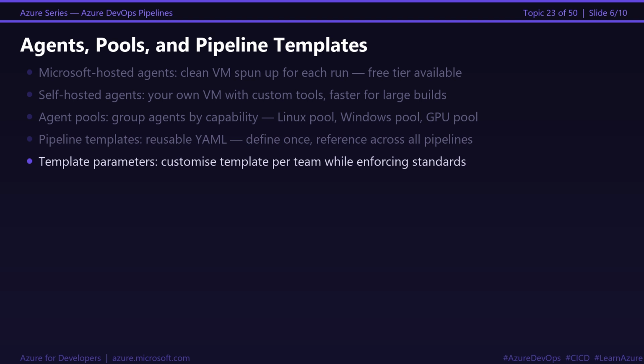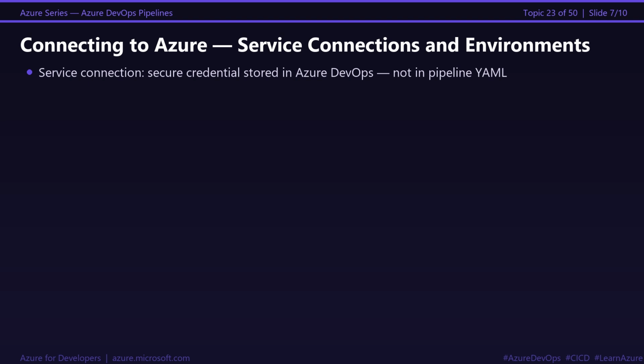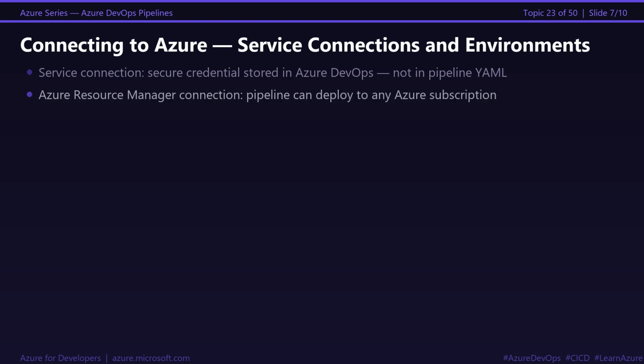Now pay attention here, this one matters for security. Your pipeline needs credentials to deploy to Azure. The wrong way: put the service principal password directly in the YAML file. That password is now in your repository. Forever. The right way: service connections.